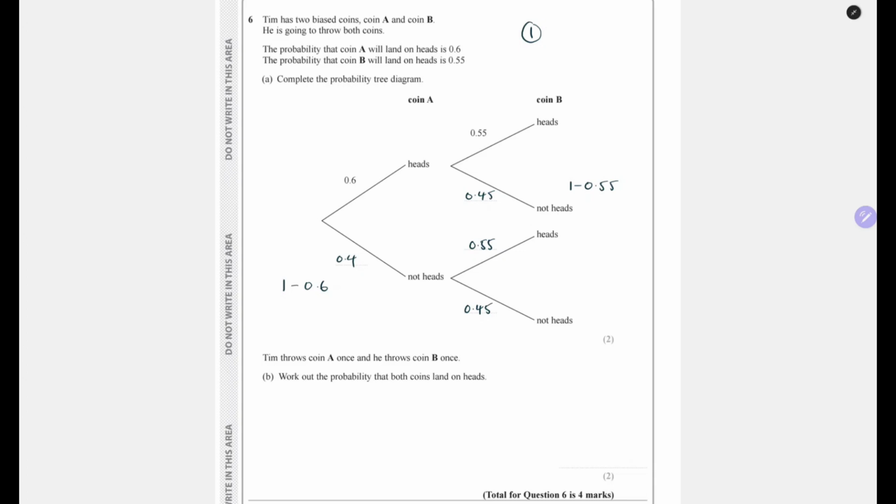Part B says, Tim throws coin A once and he throws coin B once. Work out the probability that both coins land on heads. Well, because we're looking for both coins landing on heads, it's an AND probability. And so we're going to multiply. So using our tree diagram, the probability that it lands on heads for coin A is here. And then after that, the probability that coin B also lands on heads is here. So it's going to be 0.6 multiplied by 0.55, and that's equal to 0.33.